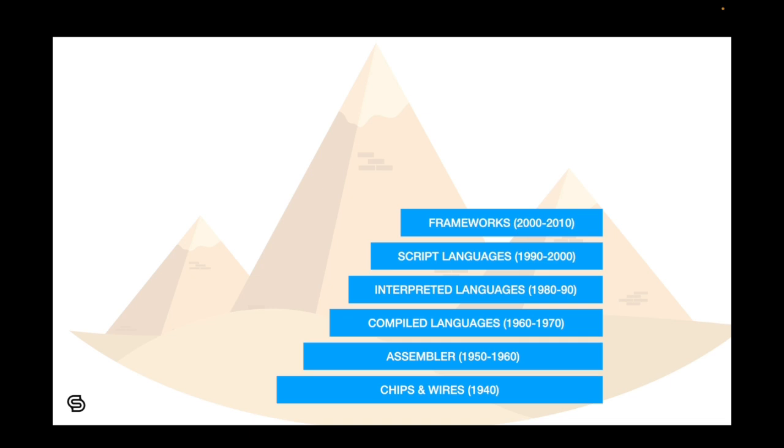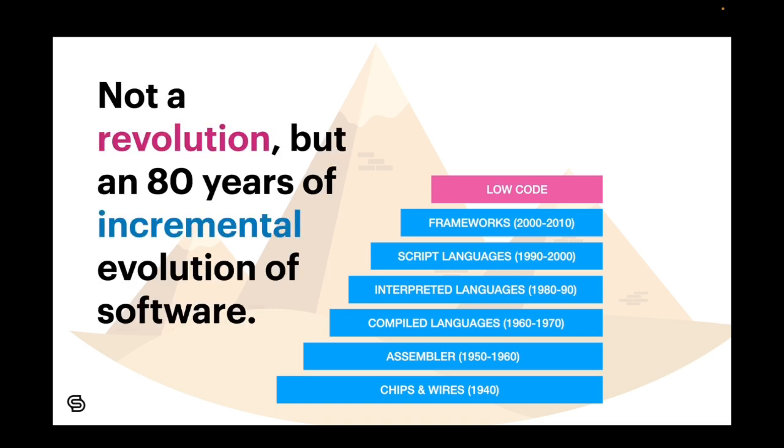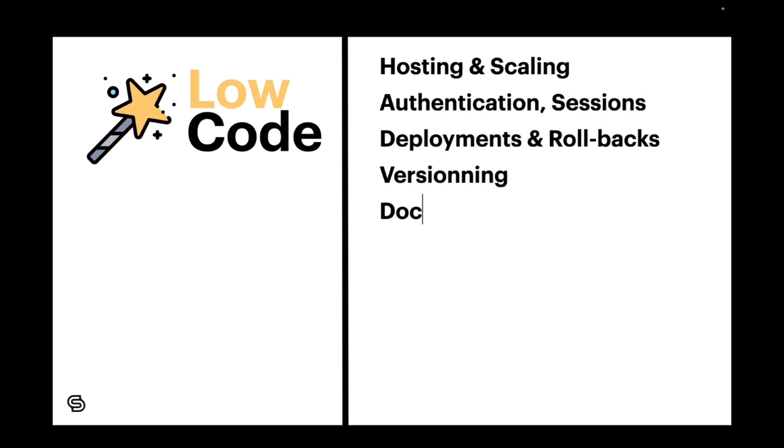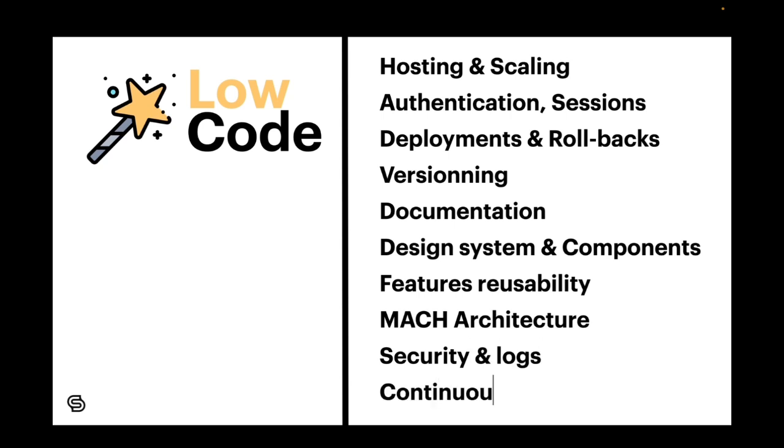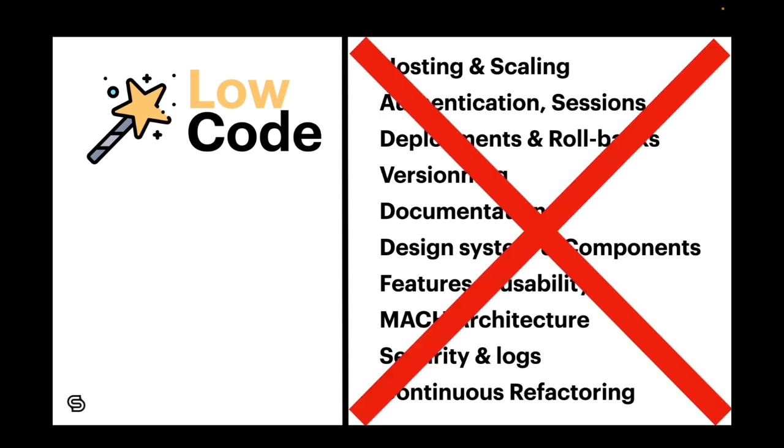Now we've reached the latest stage in this development pyramid, low-code platforms. This isn't a revolution, but an 80-year journey of incremental evolution in software. Low-code platforms enable companies to easily build complex apps by simplifying hosting, authentication, versioning, and more. They offer reusable features, ensure security, and support Mac architecture, reducing the need for deep technical skills, and reducing by 60% the build time of your software.